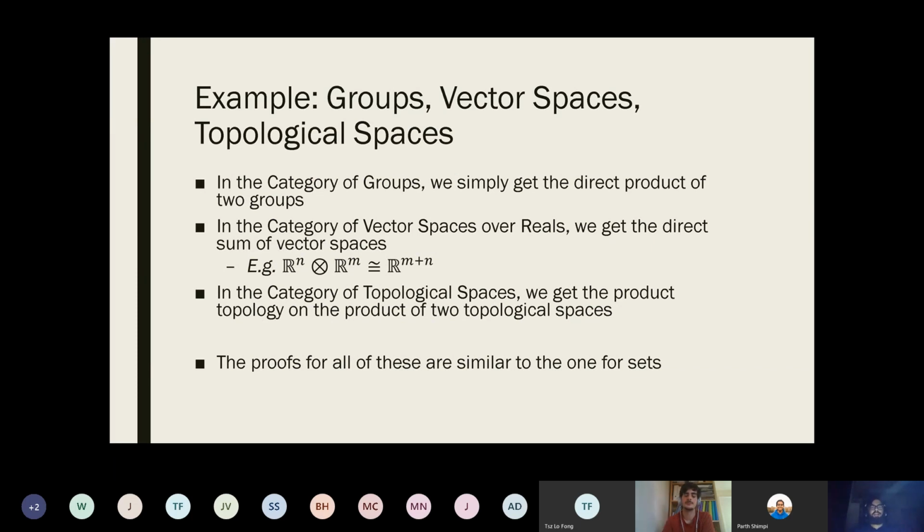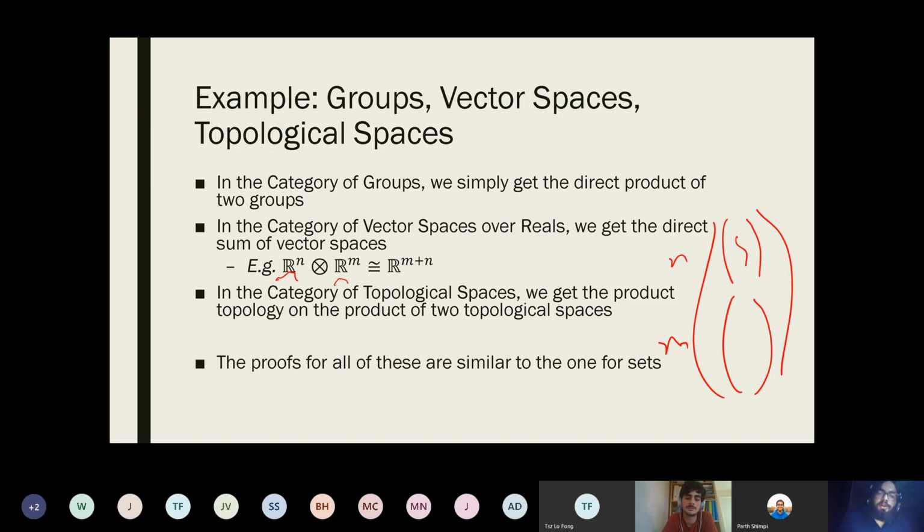In groups, we get the direct product of two groups, which you would have hoped for. In vector spaces over the reals, we get the direct sum of vector spaces. If you think of R^n and R^m, it's just putting the two vectors on top of each other, as in if this was length n and this is length m. In the category of topological spaces, we get the product topology, which is also reassuring. Yeah, these are all different things, defined very differently in all the different courses.